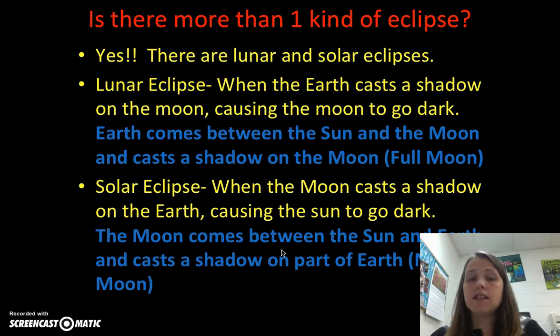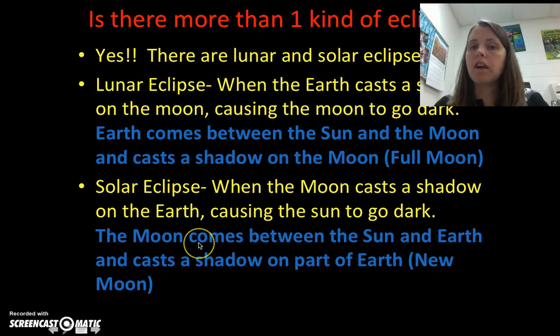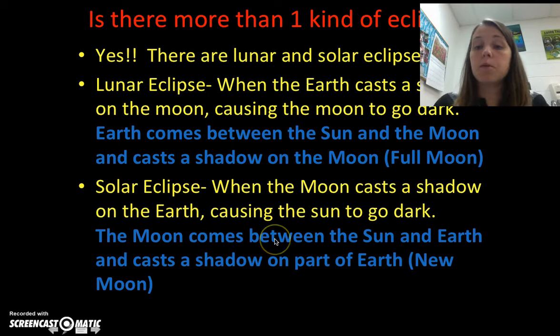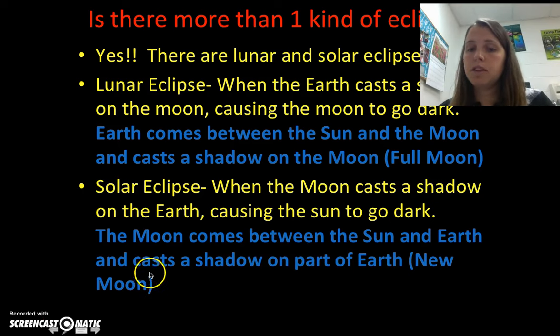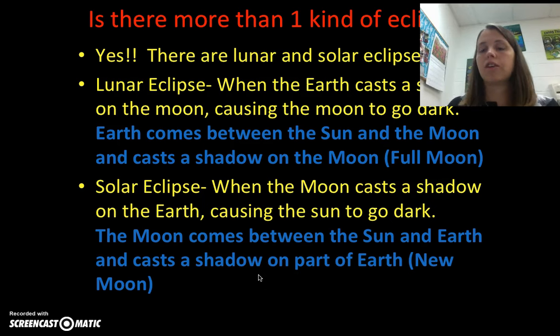Solar eclipses. This is when the moon casts a shadow on the Earth, causing the sun to go dark. This is the one that everyone thinks about when they think of eclipses. So the moon comes between the sun and the Earth and casts a shadow on part of the Earth. The new moon is when this would have to happen, right? Because you can't have the lit up side of the moon crossing over the sun. Otherwise it wouldn't look like a full solar eclipse.